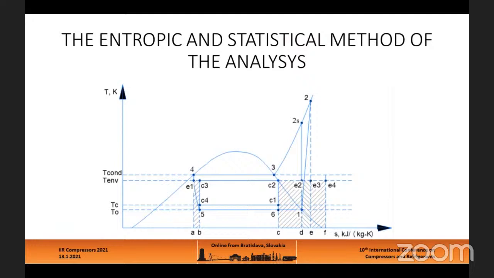E3, E2. Area E3, 2, 3, 4, E1, or equal to it in size EF, E4, E3, this area expresses the work which is necessary for entropy production compensation in the condenser.